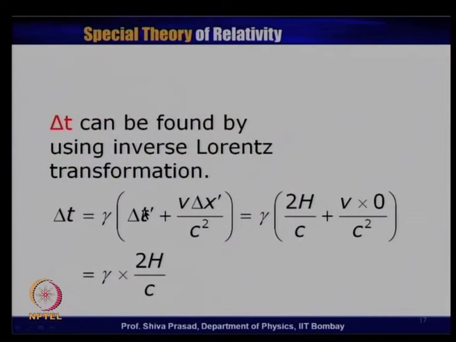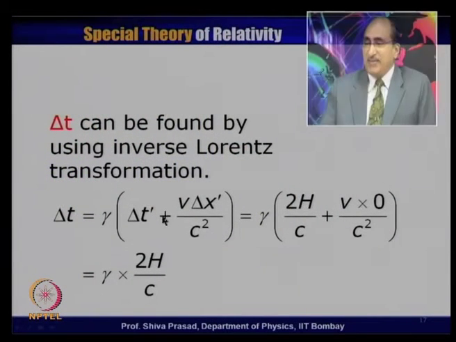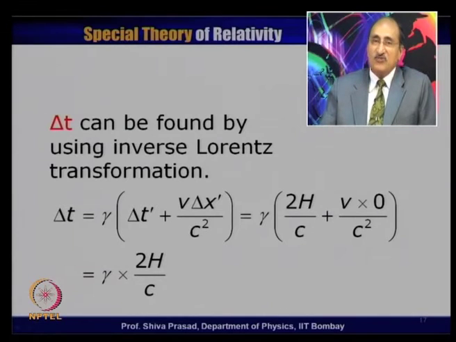Let us calculate delta t to find out how much has been the displacement. Again, I can use an inverse transformation. Delta t is equal to gamma delta t prime plus v delta x prime divided by c square. This is a plus sign because we are talking of inverse transformation. This is the inverse velocity transformation.